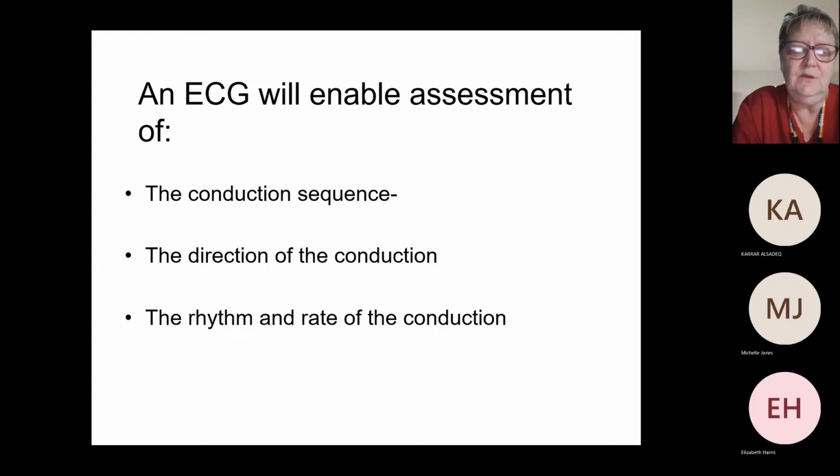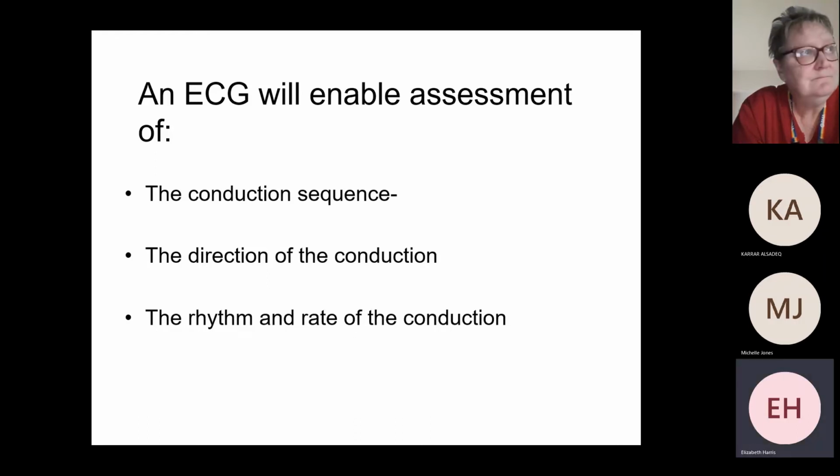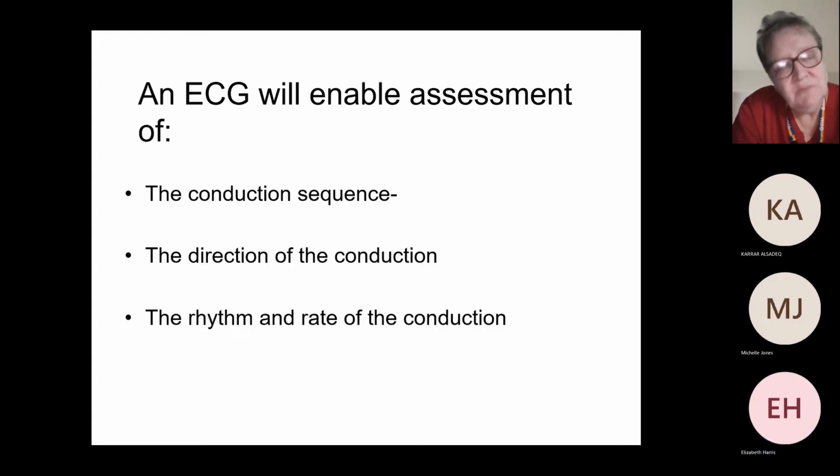Do we get the PQRST all in that order? Is it going in the right way, or is it being deflected off because there's been a heart attack? Have we got the right rate and the rhythm? Does anybody know what a normal heart rate should be? We've got between 60 and 80. Brilliant. So 60 to 100 is normal.